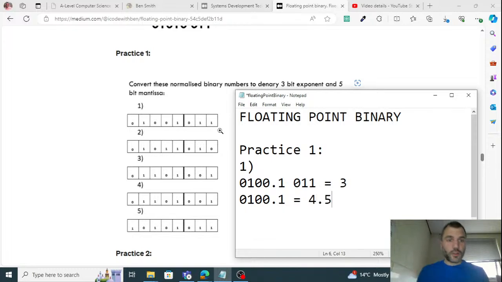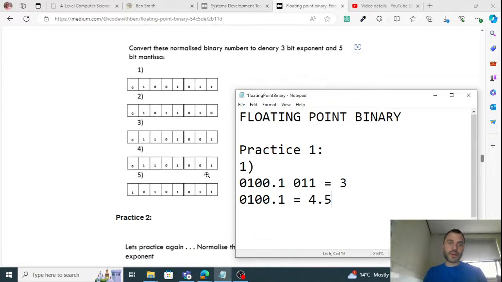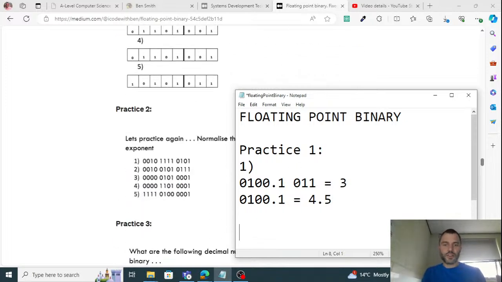Now you have to do the rest of these practice questions, 2, 3, and 5. 3 and 4 are actually the same question. It's a slight mistake. I might update that. Practice 2. This is another type of question that you could get asked in the exam.